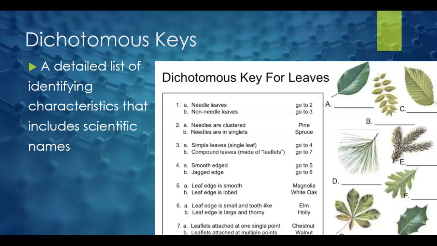Is the leaf edge small and tooth-like or the leaf edge large and thorny? That is a holly leaf. Okay, so it is B. It is large and thorny. And that's how this is going to work. These are some of the simplest, easiest things that we can do.